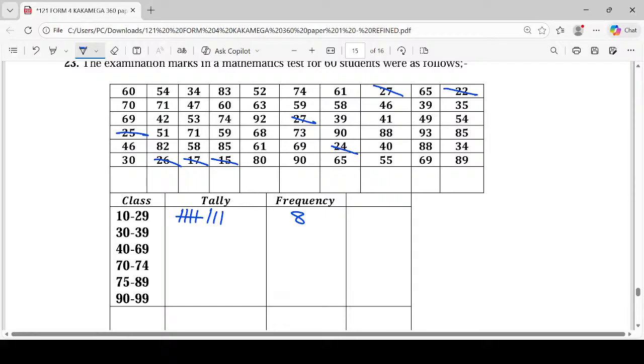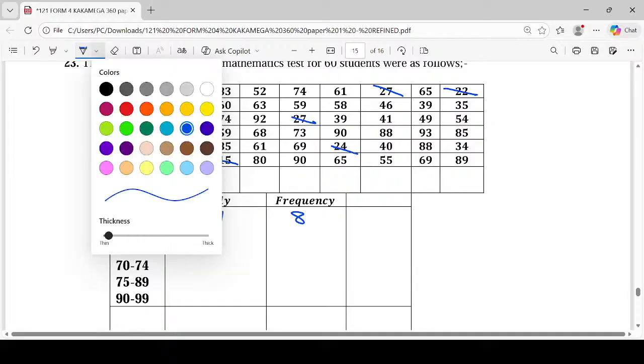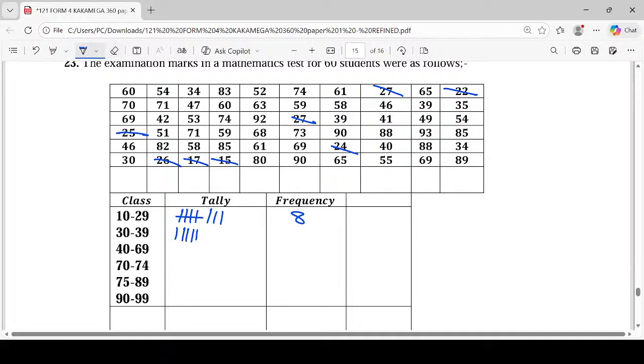30 to 39, there are 6, so that is 1, 2, 3, 4, 5. Sorry, it should be like this. Yes, so this is 6.